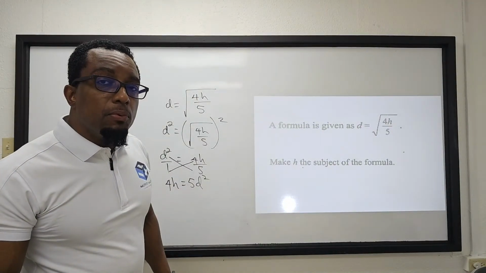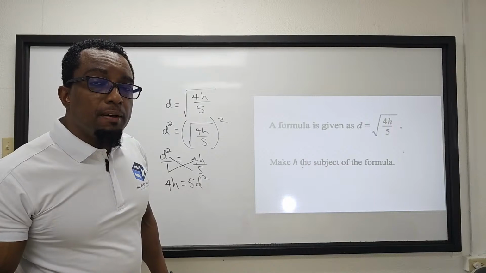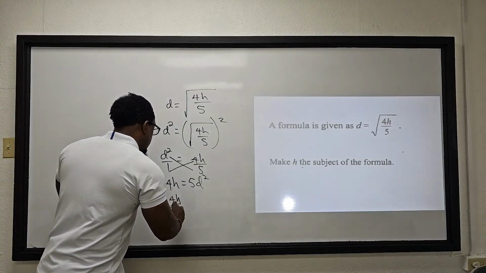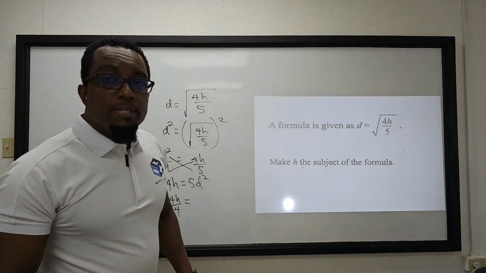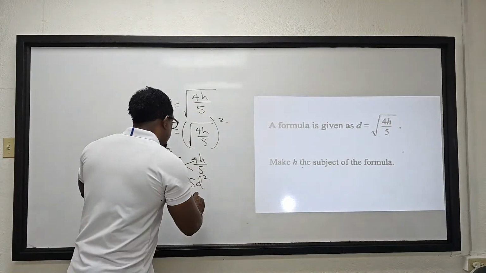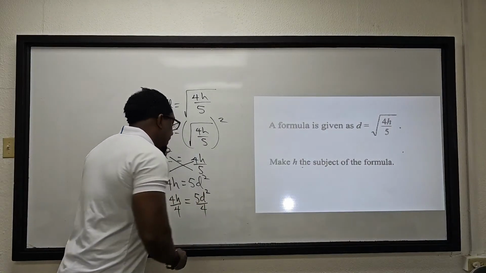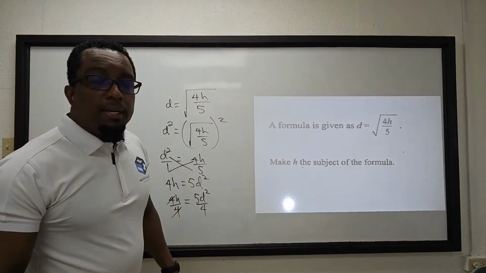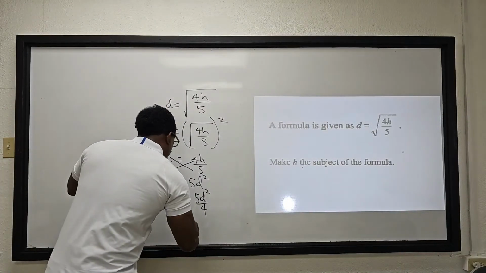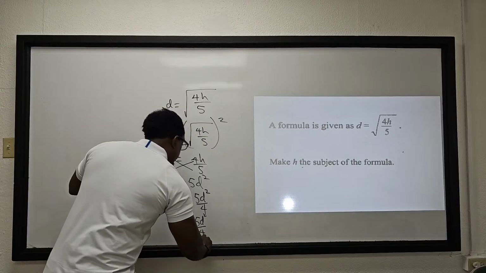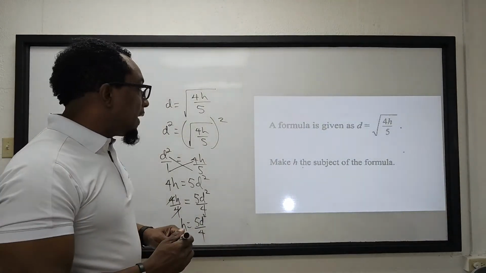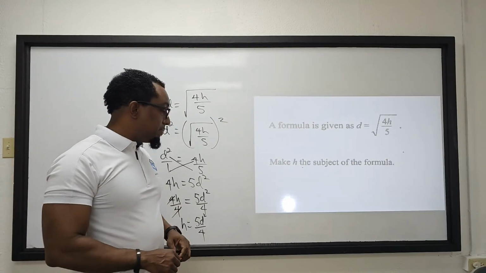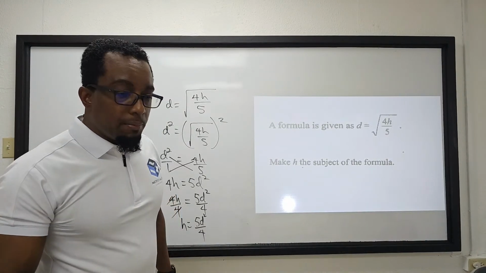and therefore to make h the subject, I'm going to remove my 4 in front of h, so the opposite of multiplication is division. So I'm going to divide 4h by 4, and what I do to one side I must do to the other. So I'm going to divide 5d² by 4. So my two 4's divide each other to give me 1. h stands alone, and this is equal to 5d² all over 4. So h as the subject is equal to 5d² all over 4. And that's us making h the subject of the formula.